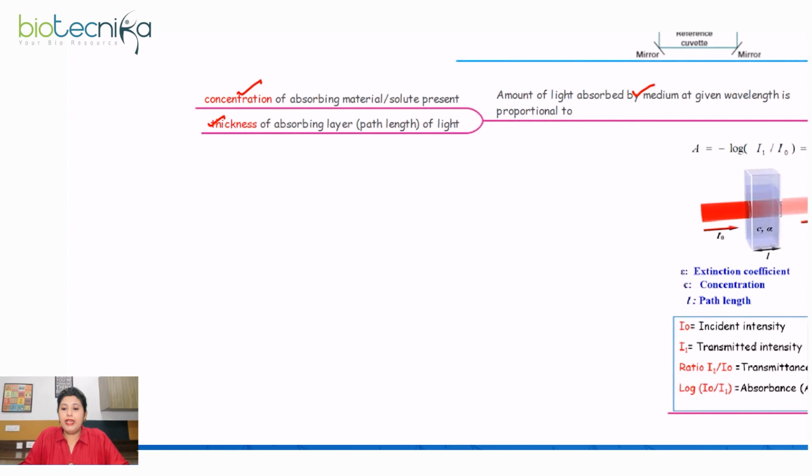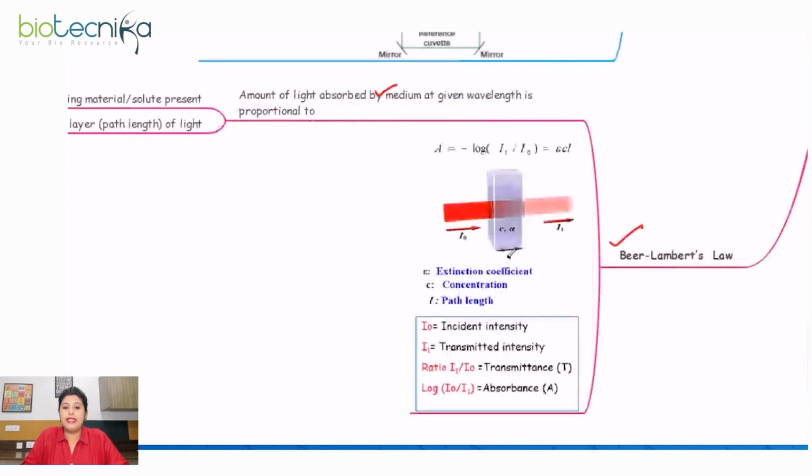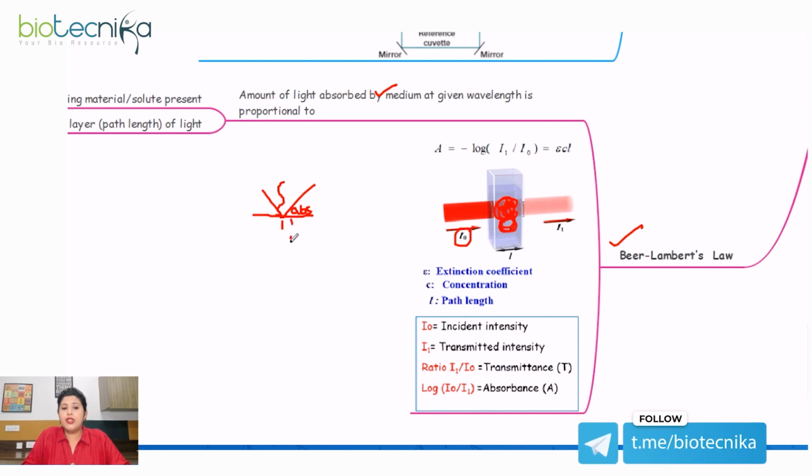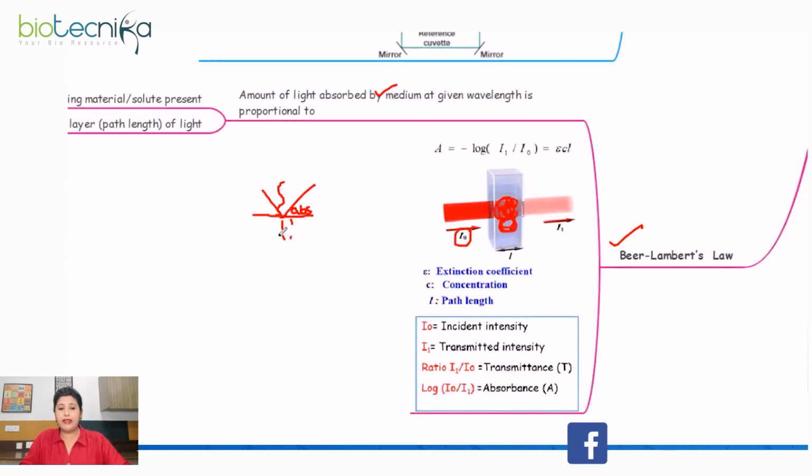So in this particular diagram, let's say I naught is the intensity of the incident light. It passes through your sample. Let's say your sample is DNA. We know that when light passes through a sample, several phenomena take place. Some light will be absorbed, some will be scattered, and some light will be transmitted. Especially here we are talking about the absorption or transmittance.